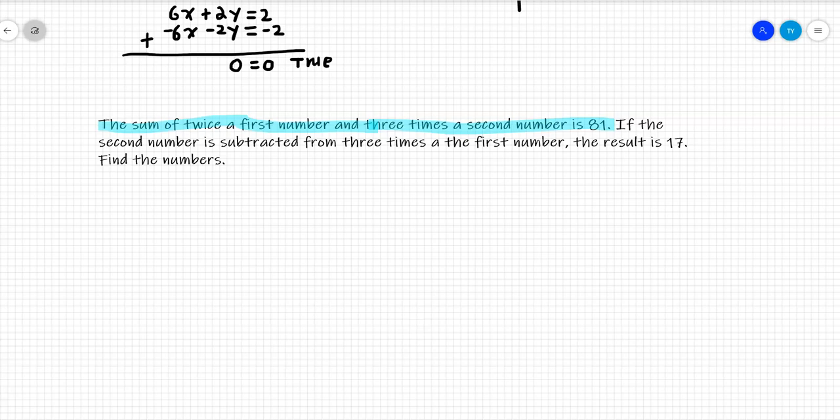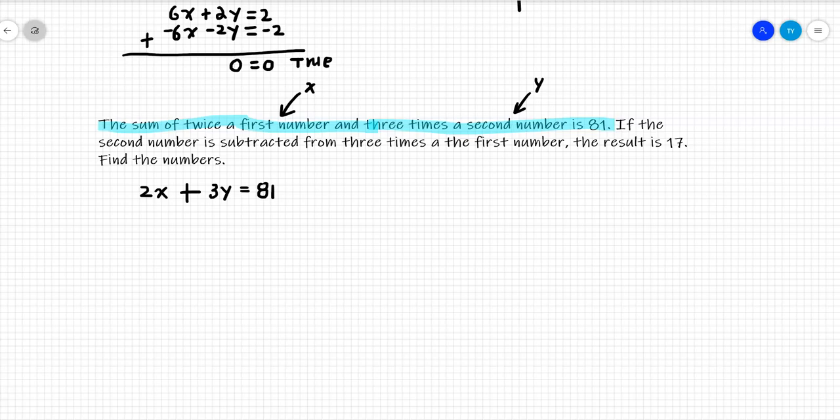Let's call x equal to the first number, and the second number we're going to call y. Sum means add, so I'm just going to put the plus sign in between. Sum of twice the first number, that means 2x, and 3 times the second number, so 3y, is 81. So we wrote the first one.